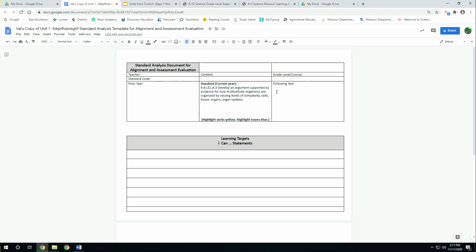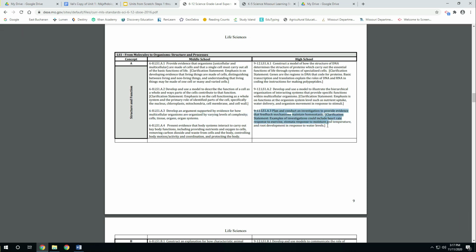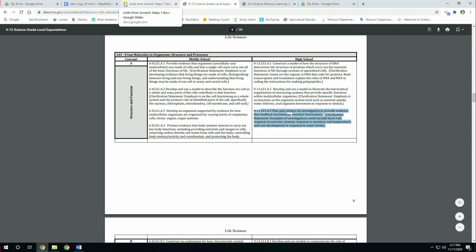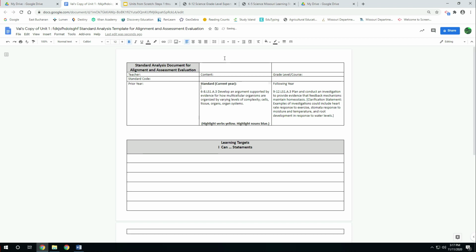And so then it asks you to put in the following year and the prior year. Okay, following year, science is different. It has it grouped like this. So if I look for A3, well, there is LS1A3. So it says plan and conduct an investigation. So I'm going to copy, Control C, and I'm going to put that into following year or years. And that's what they're going to do after my level.